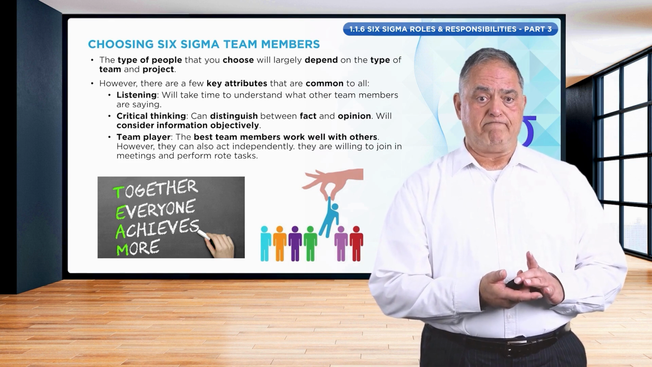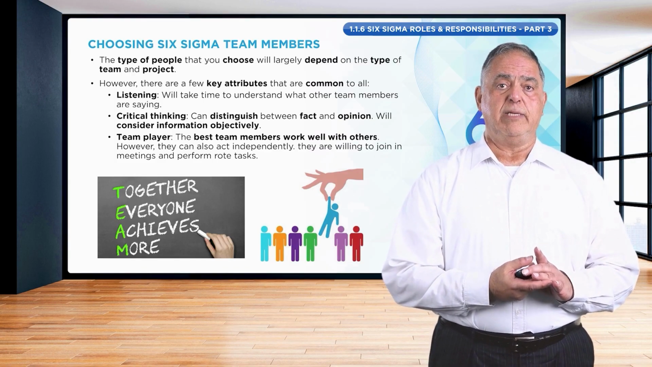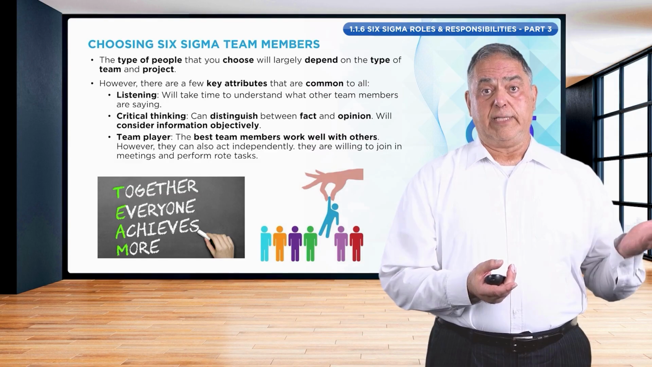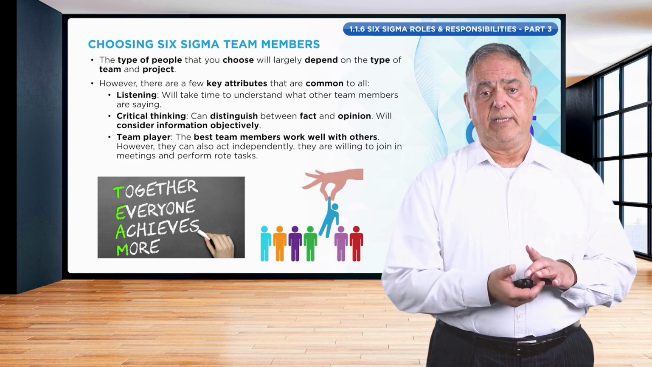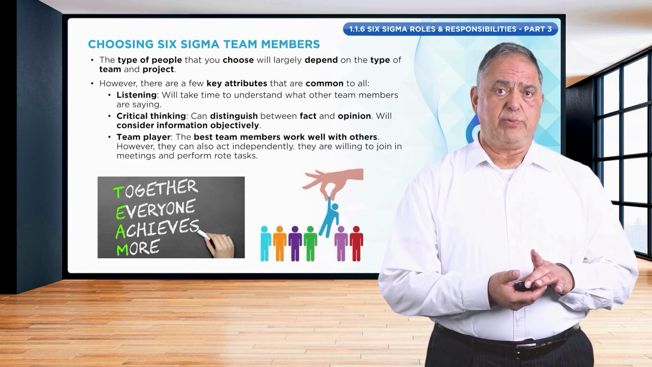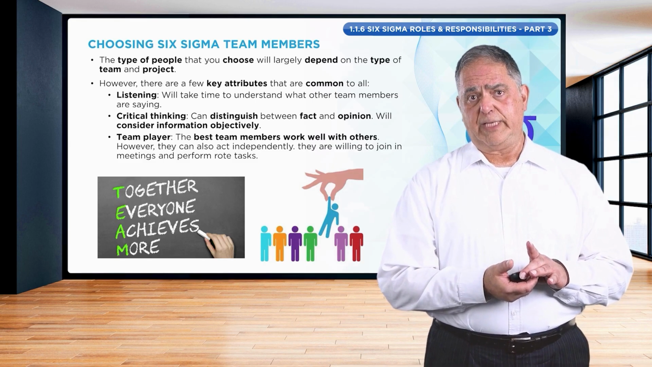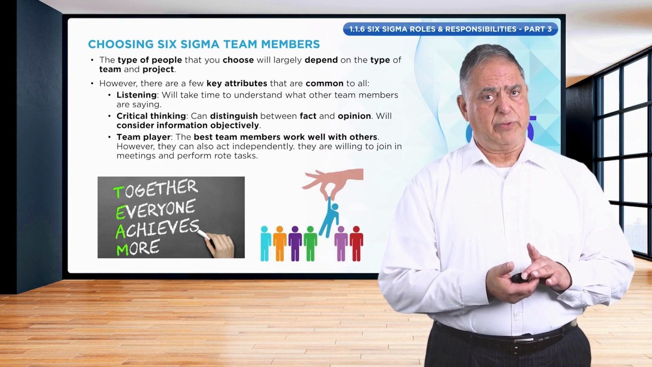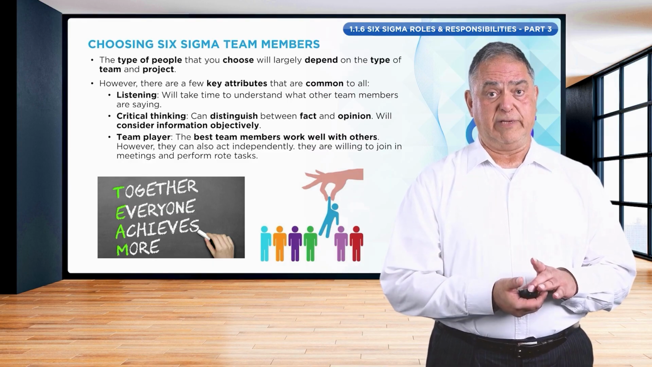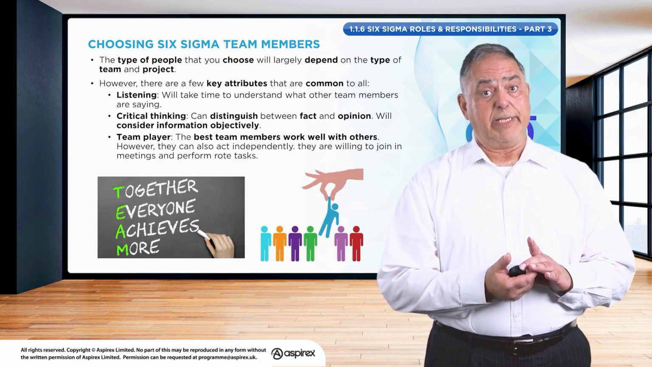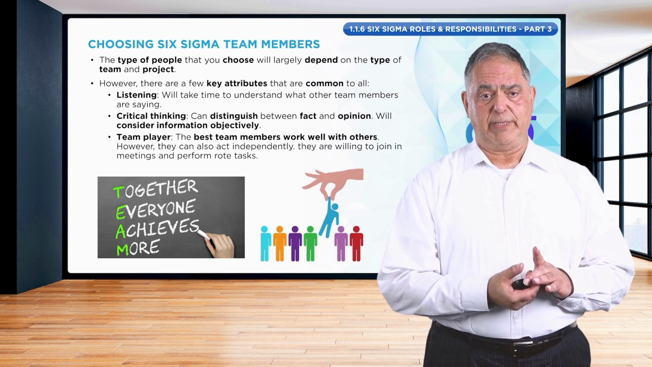Critical thinking. Critical thinking means that we can distinguish between what is priority task and activity and what is not, and also the distinction between fact and opinion. Six Sigma is a fact-based and data-driven methodology. So making sure that we consider information in an objective way is very, very important and fundamental.